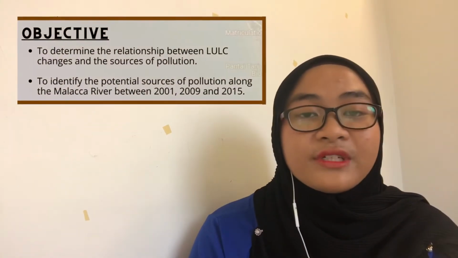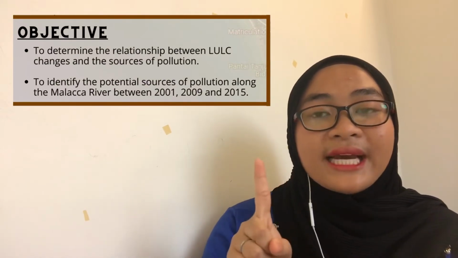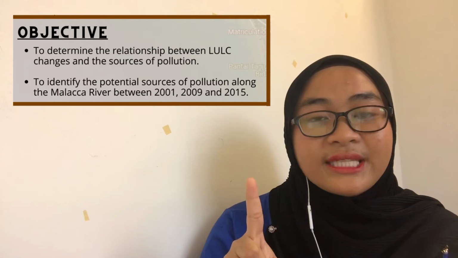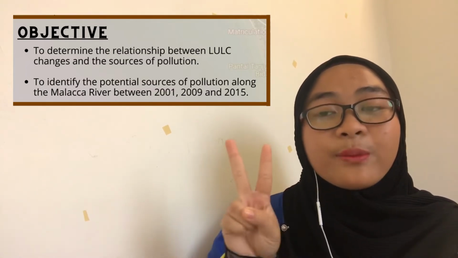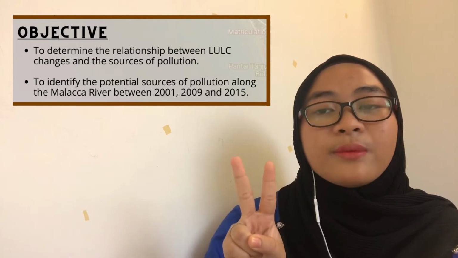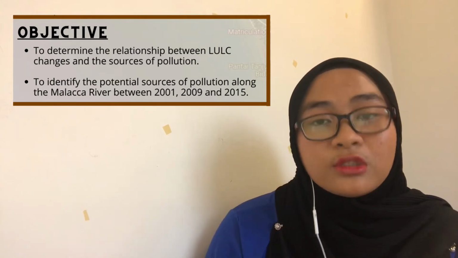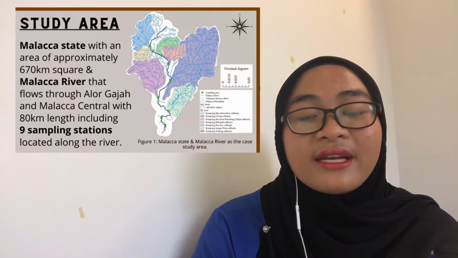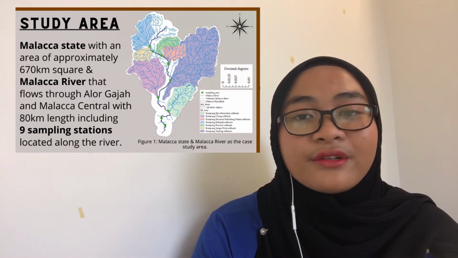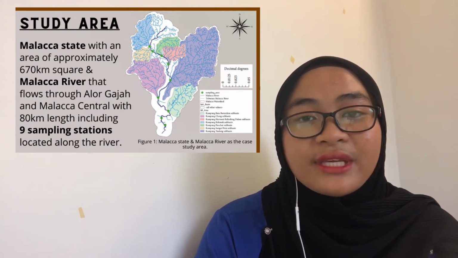So the objective of the study is to determine whether the LULC changes have a relationship with the pollutant sources, and also to identify the potential locations for the sources of pollution along the Melaka River between the years 2001, 2009 and 2015. The area chosen for this study is the area around Melaka State, the 80-kilometer length of the Melaka River, and also the 9 sampling stations located along the river.